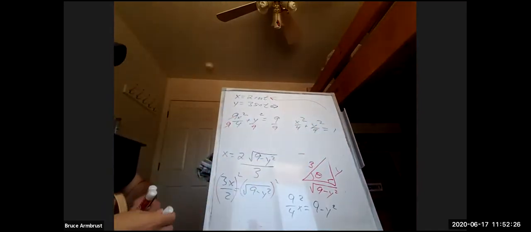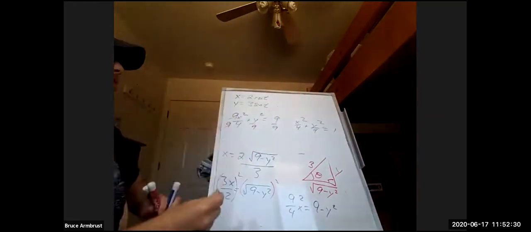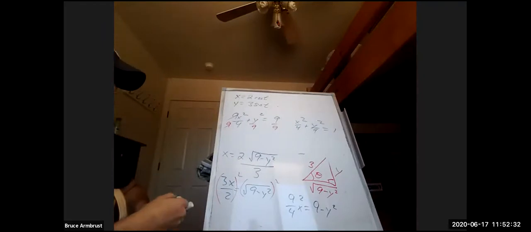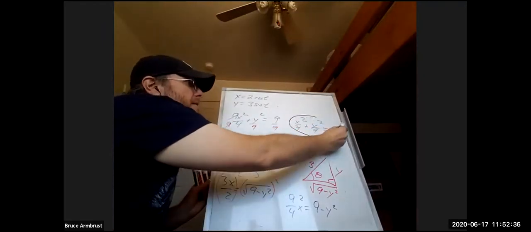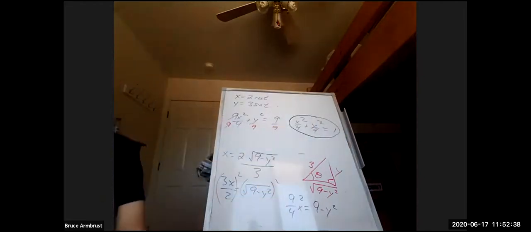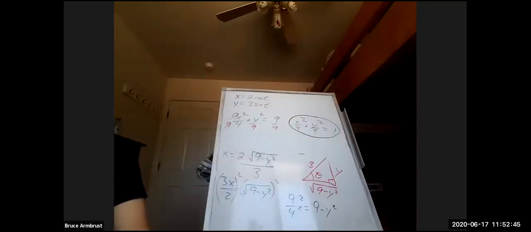So what we started with, this x equals 2 cosine t, y equals 3 sine t, is actually giving us a path that's this ellipse. It's centered at the origin, goes left and right 2, and up and down 3.